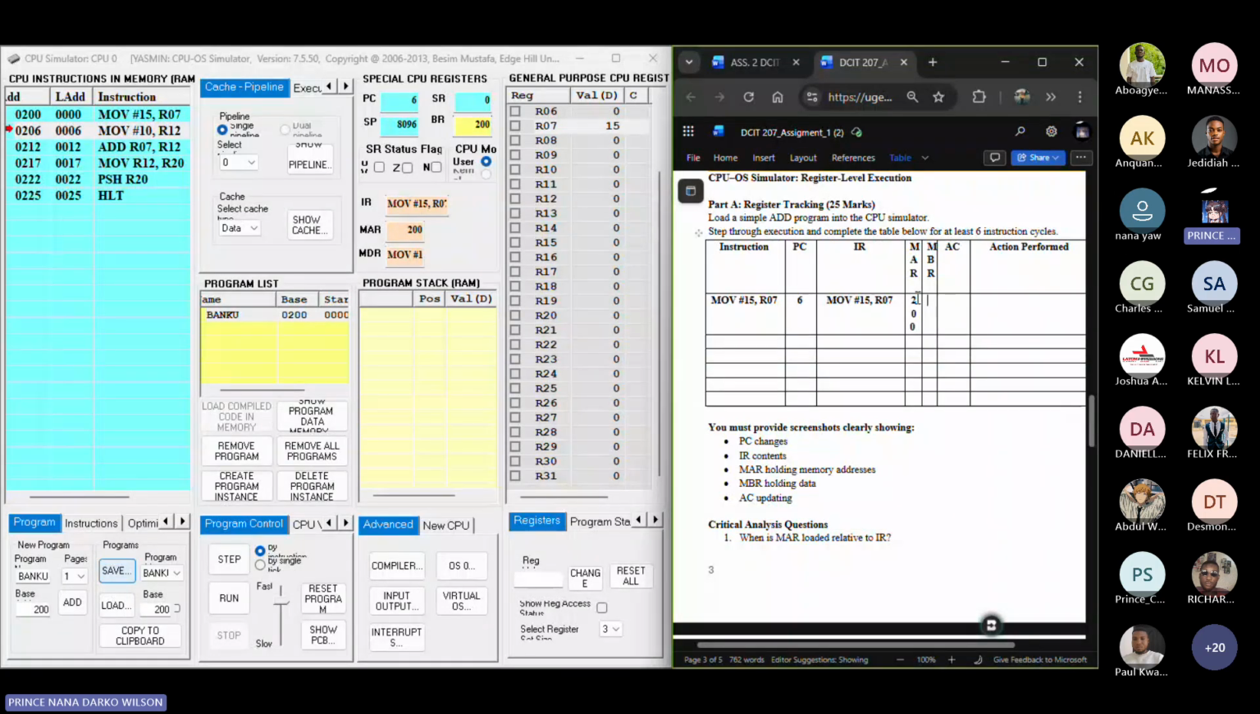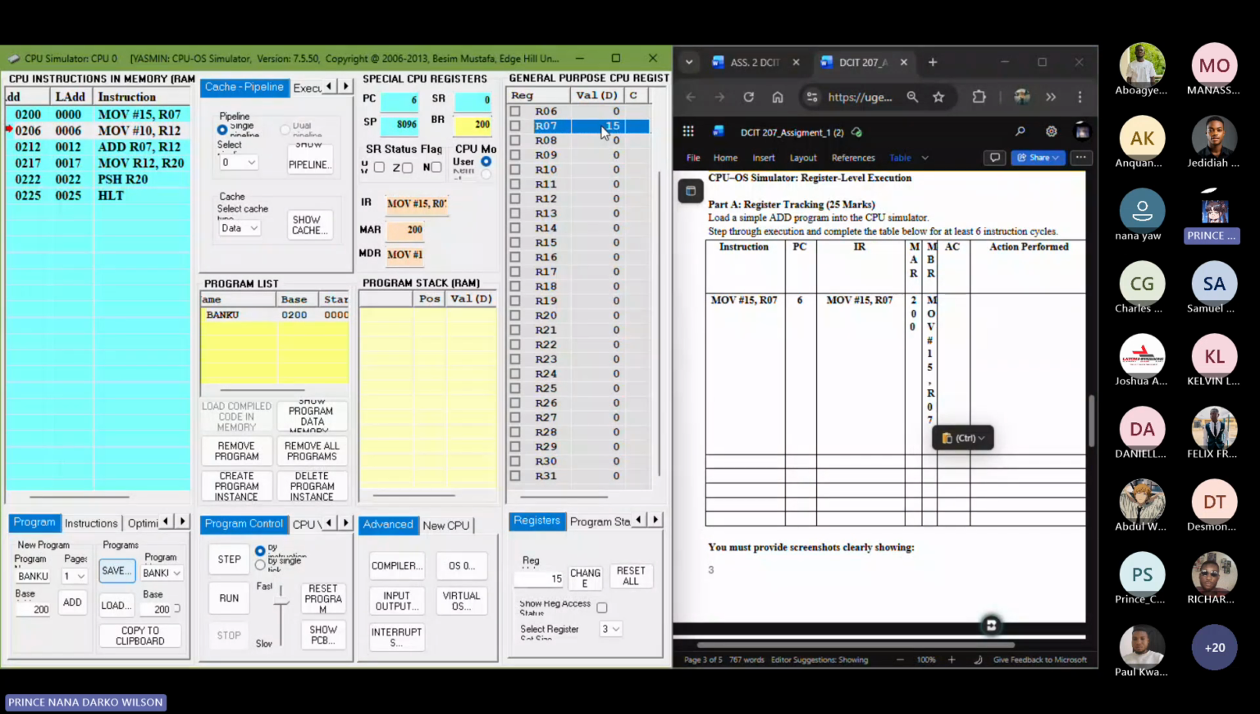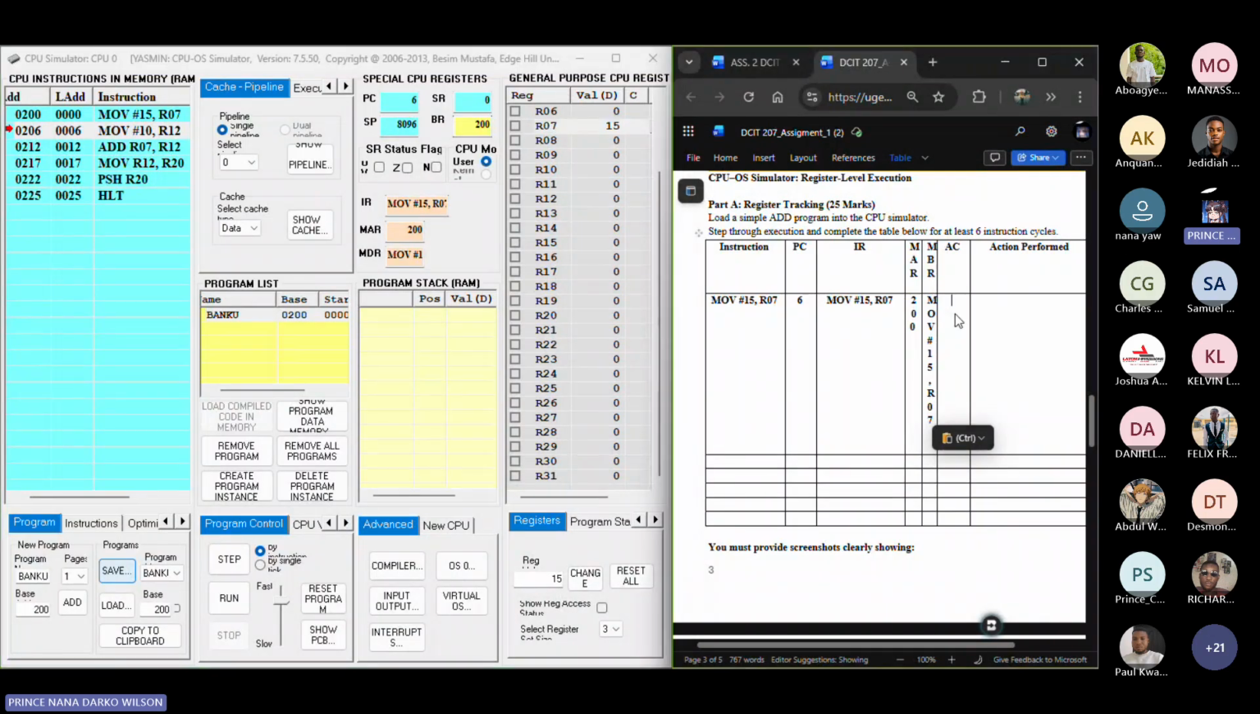When it is from memory, it goes into the memory data register still. So the same instruction, move 15 to register 7. And then the accumulator, which is register 7, currently holds the value of 15. You see that? So then I said the registers will now act like your accumulators. So where it says accumulator, we hold 15. You write that there. And the action performed.